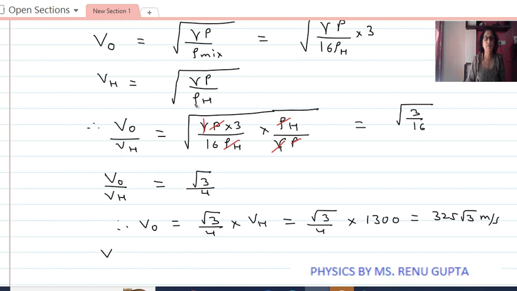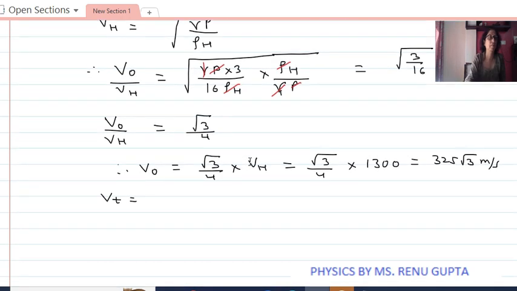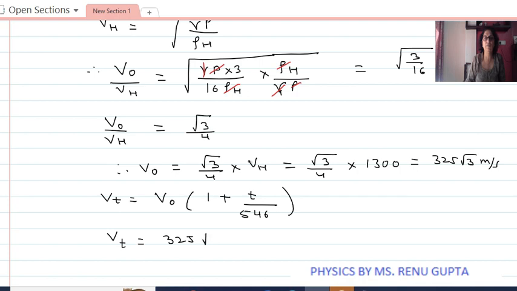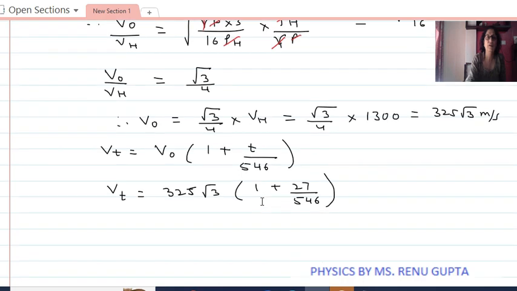Now the velocity at any temperature T is given by velocity at 0 degrees Celsius into 1 plus T upon 546. Now the temperature given to us is 27. So velocity at 27 degrees Celsius, V0 is 325 root 3 into 1 plus 27 upon 546. On solving this, we get this result to be equals to 591 meter per second. Therefore, we can say that the velocity of mixture of gas at 27 degrees Celsius is equals to 591 meter per second.